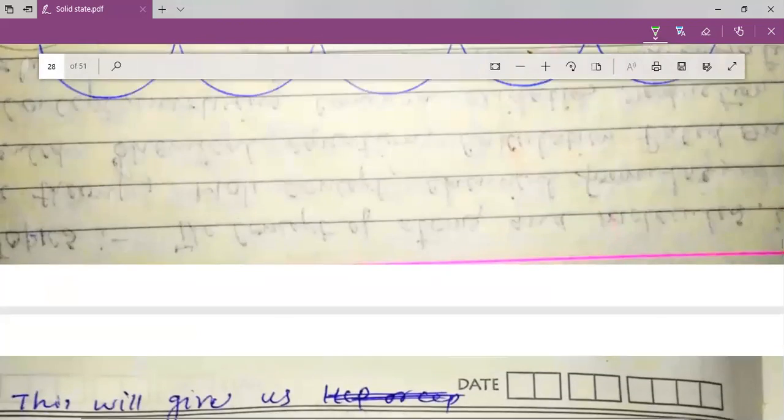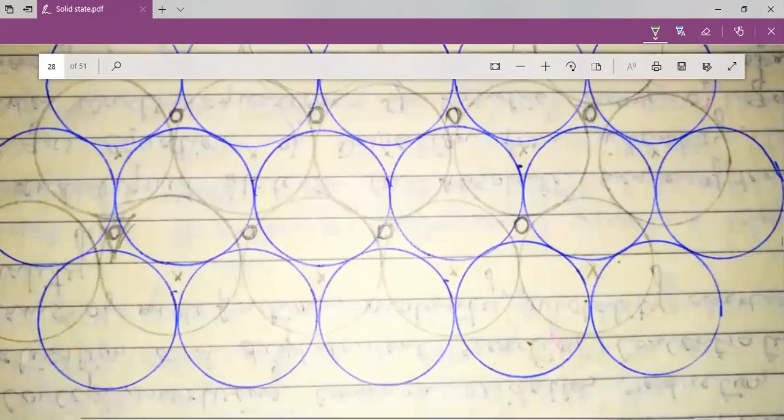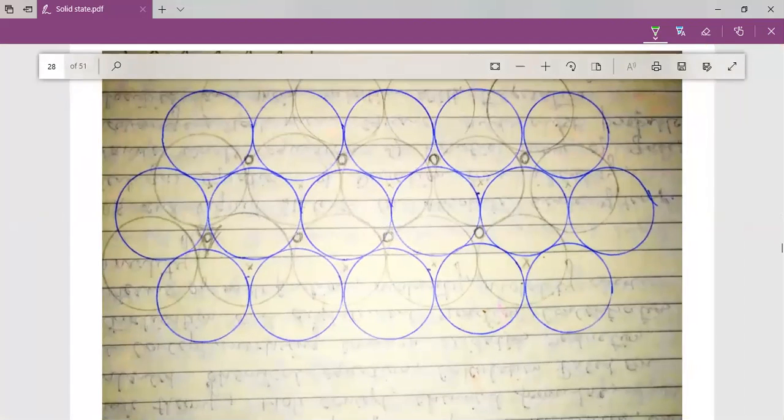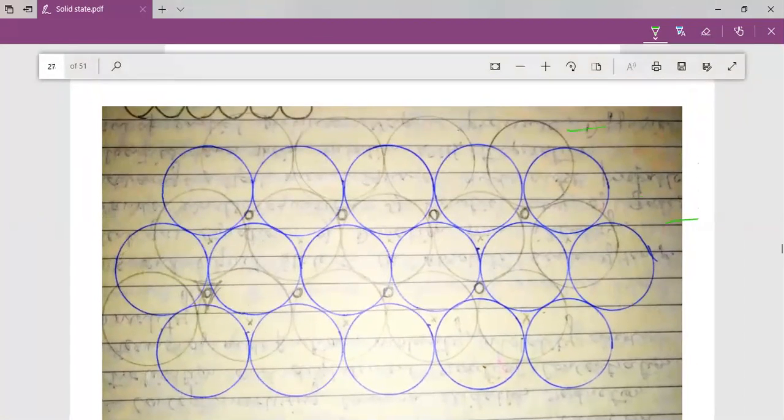So when you look into this kind of arrangement, you will see that in HCP or hexagonal close packing, we have only two layers arranged, and these layers are layer A and layer B. Then the third layer that you make is very similar to A, and that is why this kind of arrangement is known as the AB, AB, AB kind of arrangement.